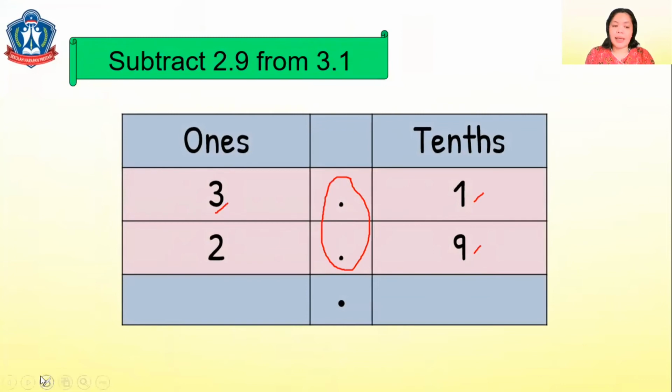So our 1 tenth will become 11 tenths. And our ones becomes 2. So 11 tenths minus 9 tenths is 2 tenths. And the decimal point. 2 minus 2 is 0. So our answer is 0.2.